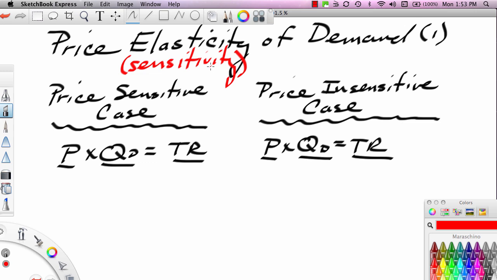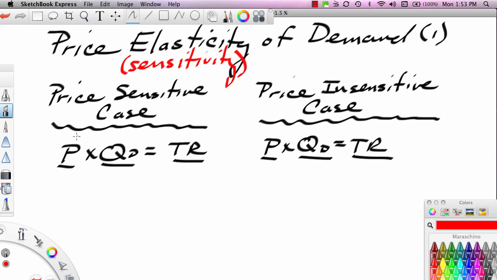Now, somewhere prior to this lesson, you have encountered the law of demand, and you already know that when the price of something increases, buyers generally buy less of it. And when the price of something decreases, buyers generally buy more of it. We have not looked, though, at the question of how much less and how much more. In other words, how sensitive is the buyer to the price change? Now, business people care about this a lot.